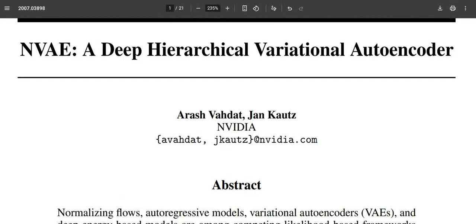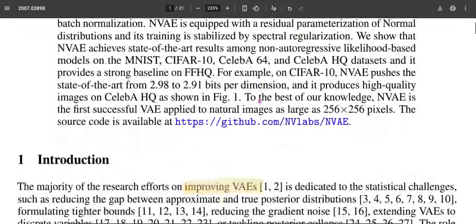Hi all. In this video, we are going to see a paper titled "A Deep Hierarchical Variational Autoencoder" from NVIDIA. This is a very simple paper.